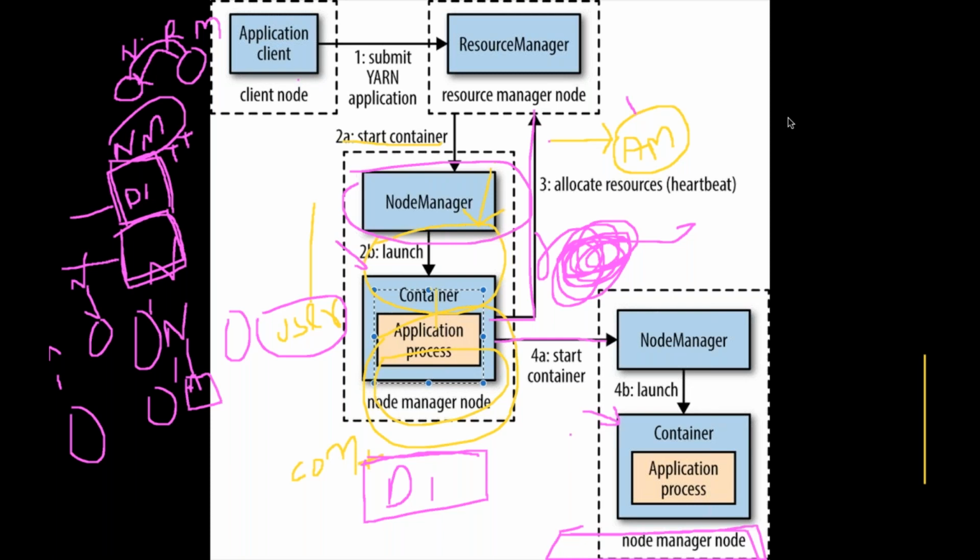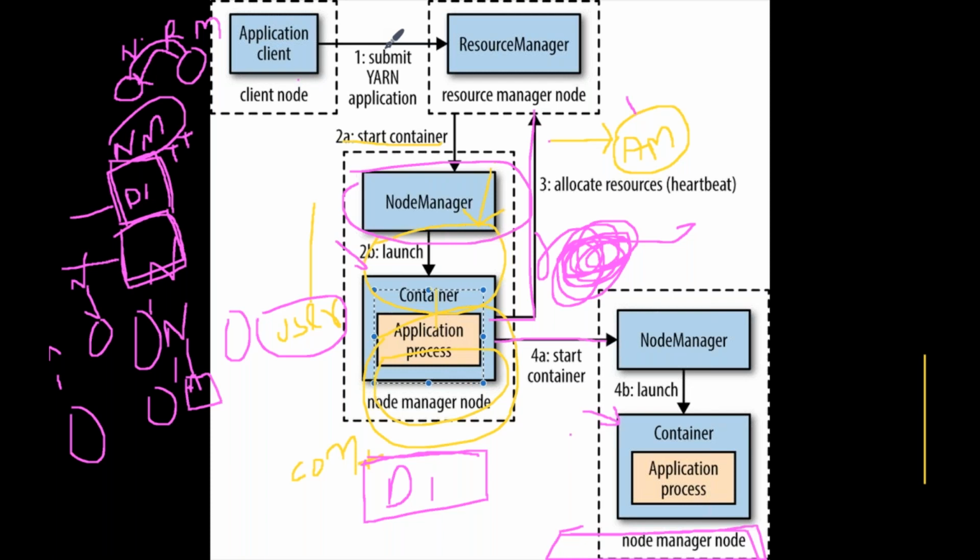So in this diagram, sir, there is 2A start container and the 4A start container. I believe from this diagram there are two node managers, right? And each node manager has its own application process, that application master, correct? Exactly. Once the user sends the request to get the data, the resource manager finds out which data node this data is persisted in, and accordingly the node manager will get called.